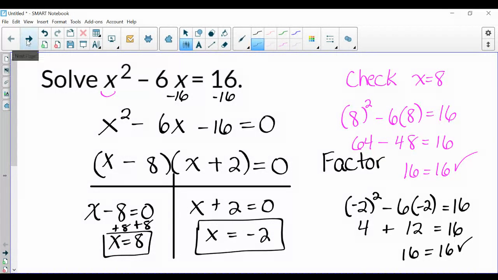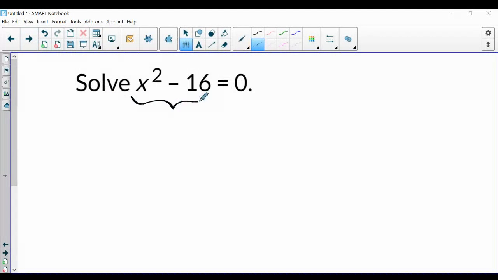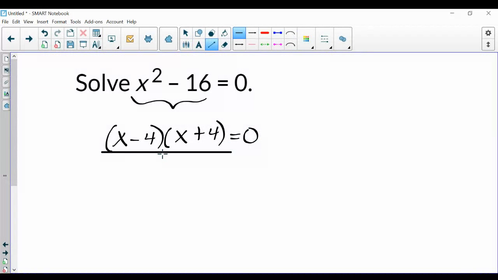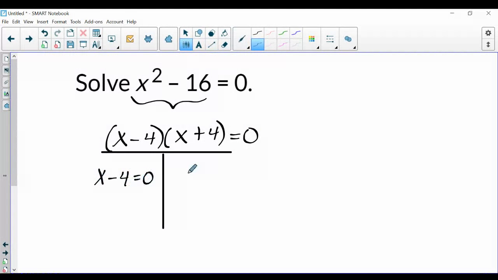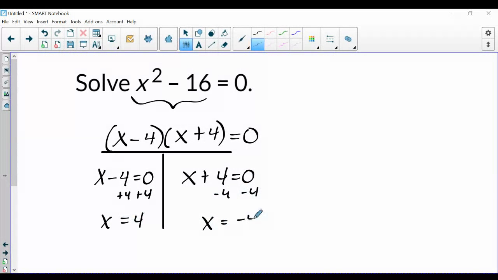I'm going to show you one more problem. This one entails a binomial. To factor this, we see it's the difference of two perfect squares. So we'll factor this to x minus 4 and x plus 4. And then we'll do what I like to call a t-chart here and set each factor equal to 0. Once each factor has been set equal to 0, we'll go ahead and solve. And we'll have x equals 4 and x equals negative 4.